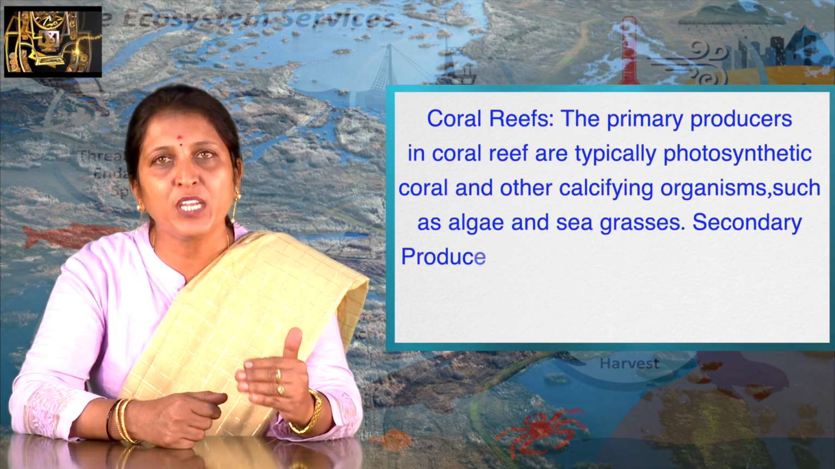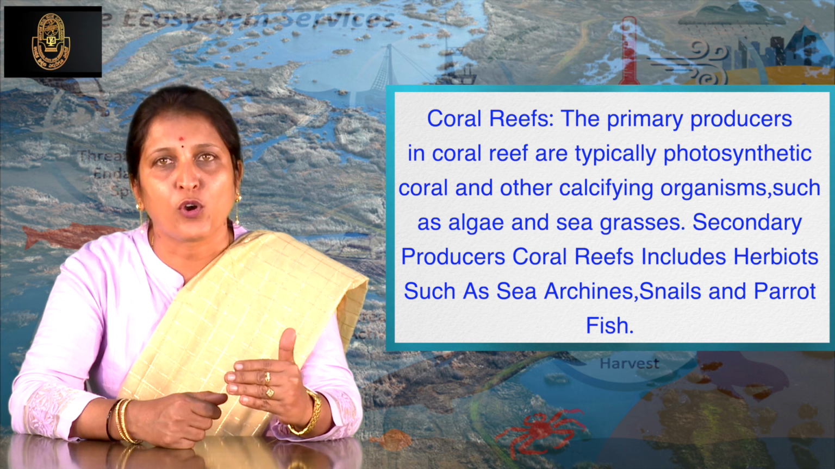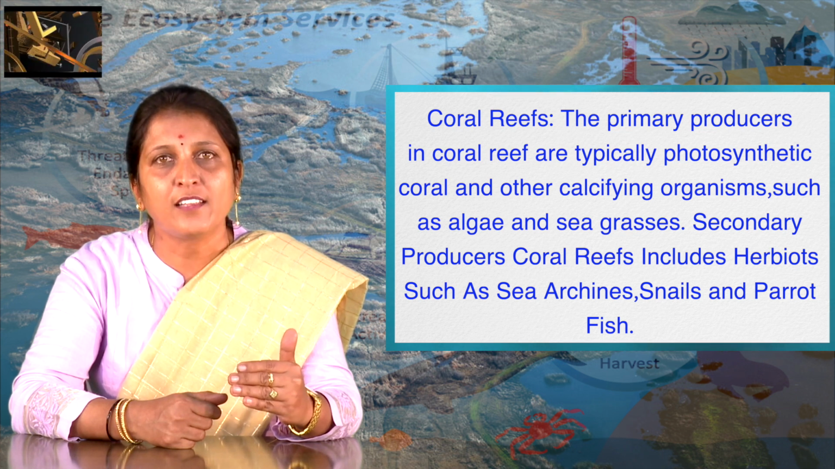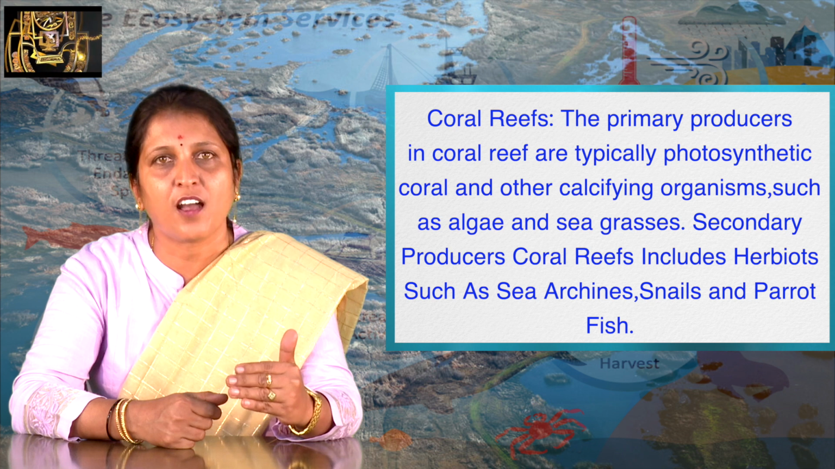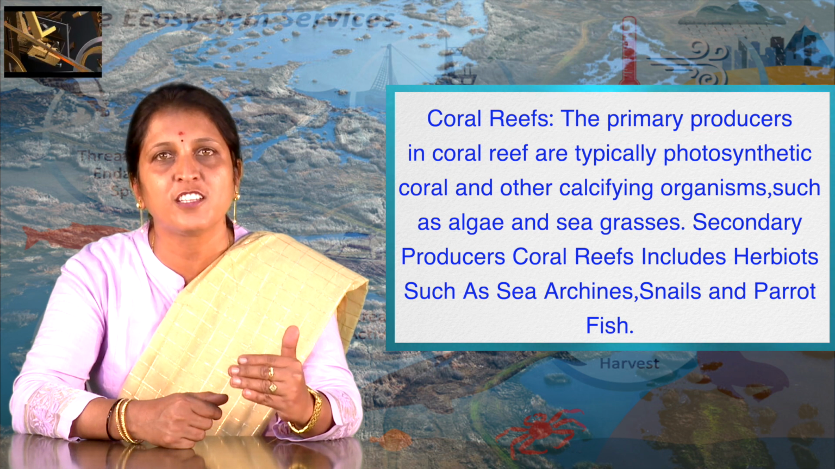Dear learner, now we can see the primary producers in different ecosystems. First one is coral reef. The primary producers in coral reefs are typically photosynthetic corals and other calcifying organisms such as algae and seagrasses. Secondary producers in coral reefs include herbivores such as sea urchins, snails and parrotfish.